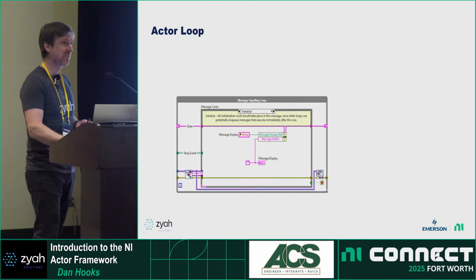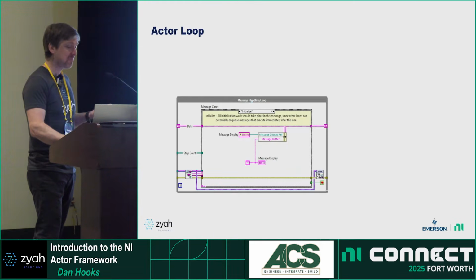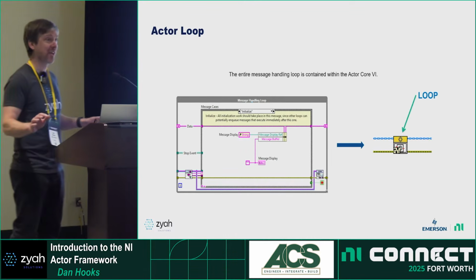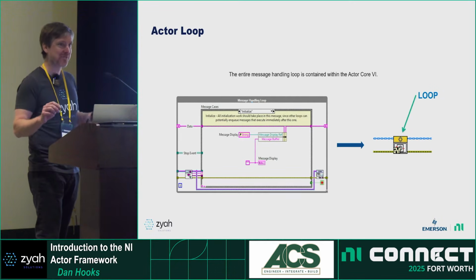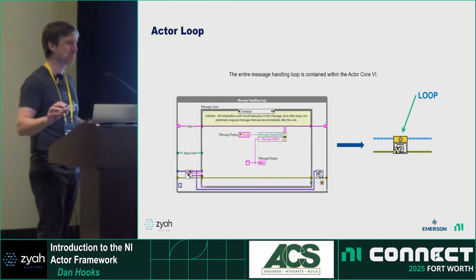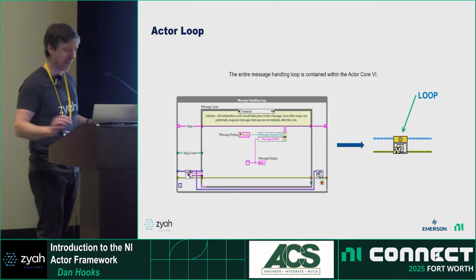Next part is the loop. You're used to seeing a loop like this: loop, case structure inside, things are getting dequeued, and they end up as different cases. With the loop in Actor Framework, you never have to write the loop ever again. The Actor Framework code itself gives you the loop. You've never got to make the loop, resize the case structure, or make sure your stop terminal is lined up the right way. It gives you the loop for free.